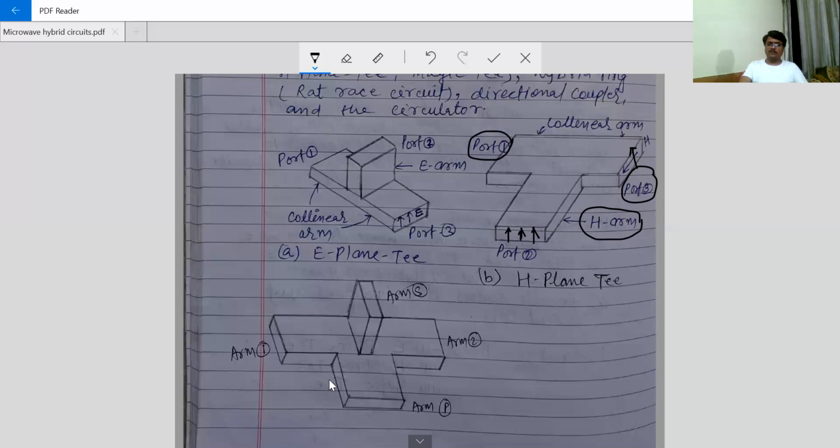And in the third structure here, we are watching that this is the collinear arm. This is the collinear arm, and this is the direction of the electric field. And what is the direction of the magnetic field? This one is the direction. This arm is in the direction of the H field, in the horizontal direction. In this particular direction this arm is integrated, so it will be the H arm.